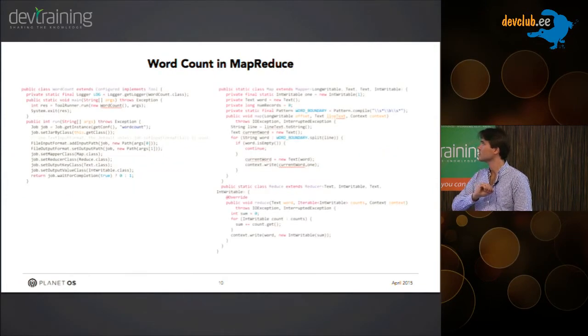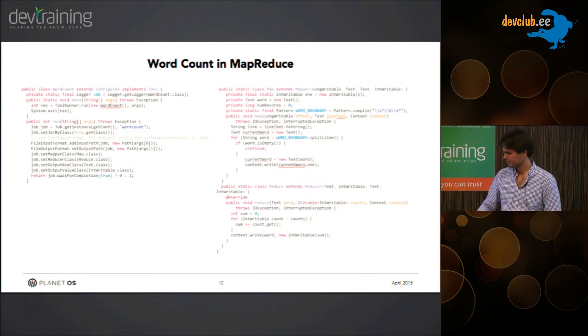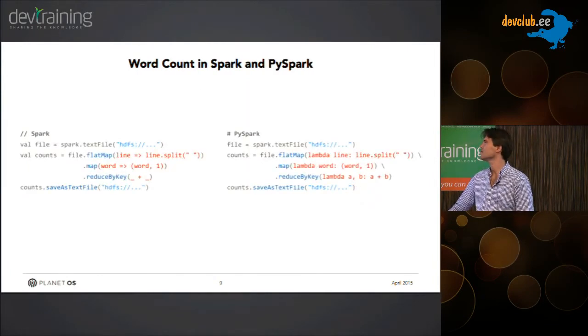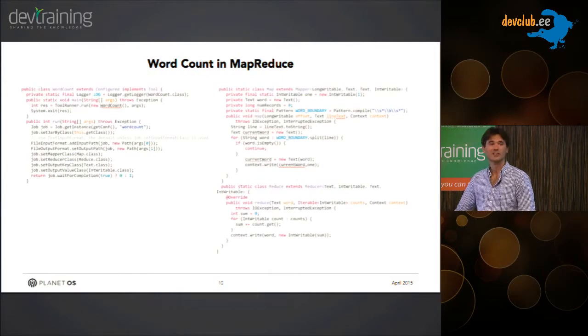And that's how it looks in MapReduce. So, well, that's in one language. Like 5 lines versus 30 lines.